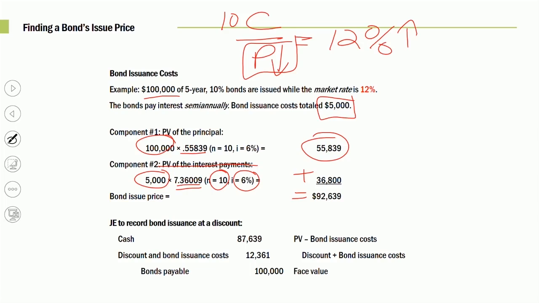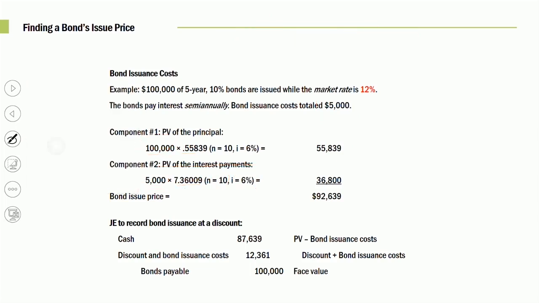Well, step number one remains the same. Find me the present value of the principal, 100,000, 10 periods, market rate of 12% divided by 2, 6%. And then find for me the present value of the coupon payments, 5,000. That's the present value factor for an ordinary annuity corresponding to 10 periods, market rate of 6%. The sum of the two is $92,639.